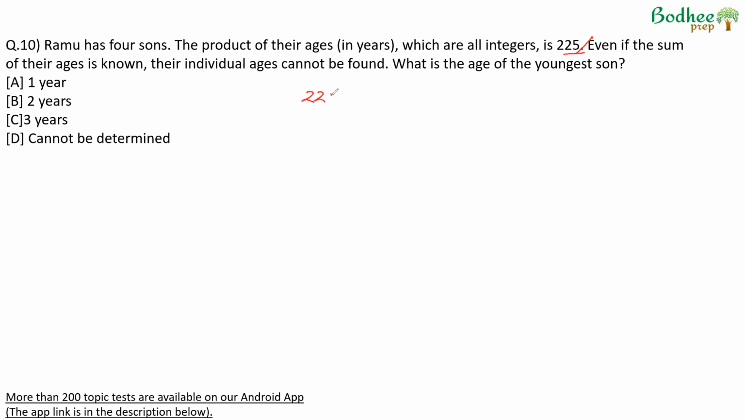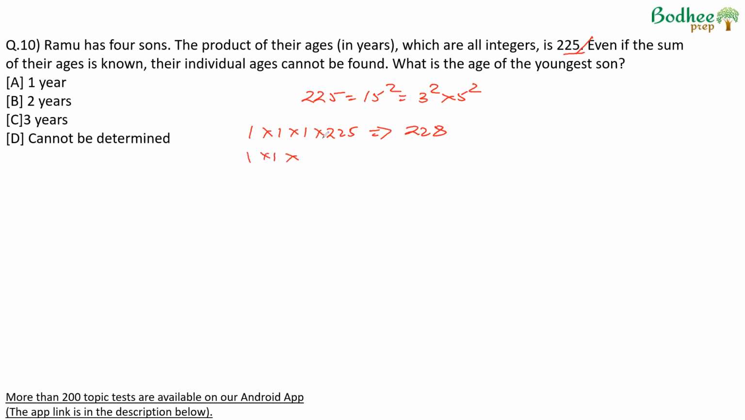If you look at 225, 2 or more cases, 225 is 15 squared, which is 3 squared times 5 squared. Now, we have to divide 3 squared, 5 squared into a product of 4 numbers. So, that could be 1 into 1 into 1 into 225. Here, the sum of the numbers will be 225 plus 3, which is 228.